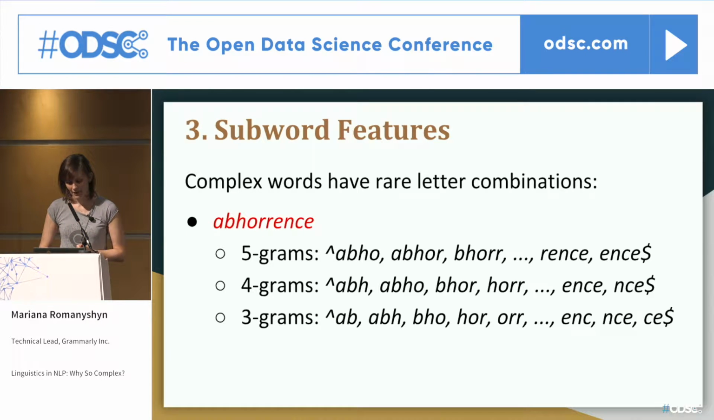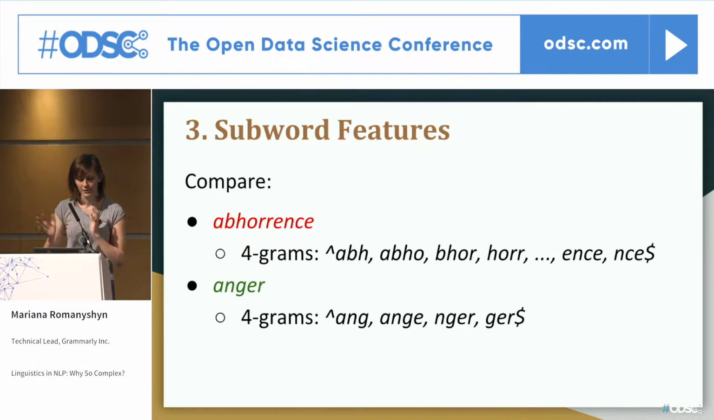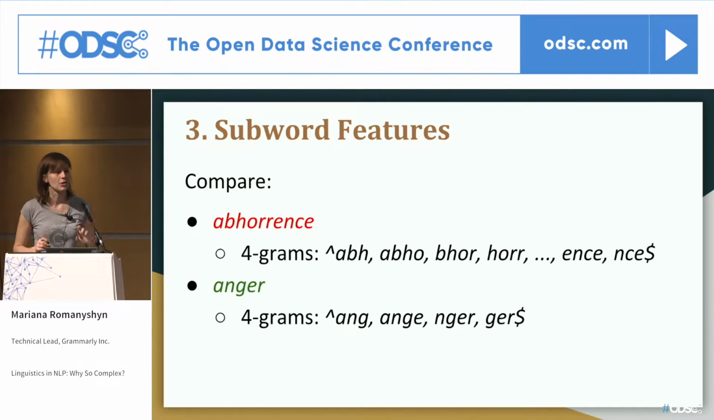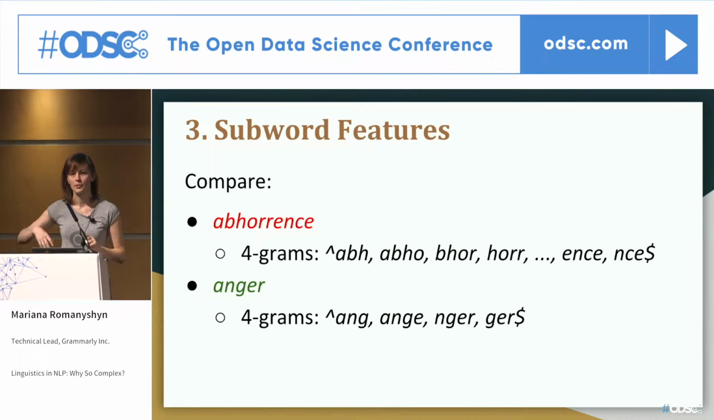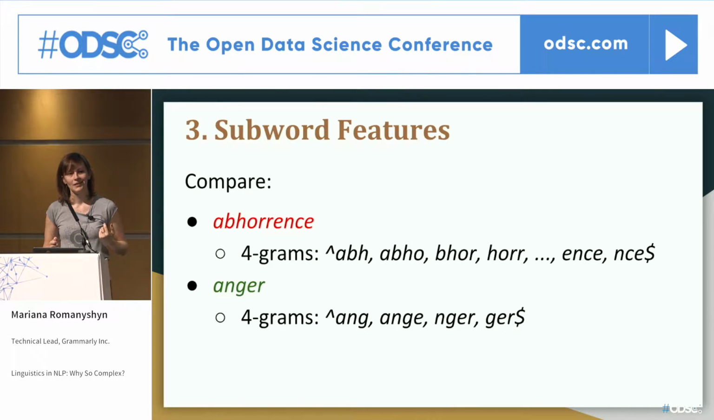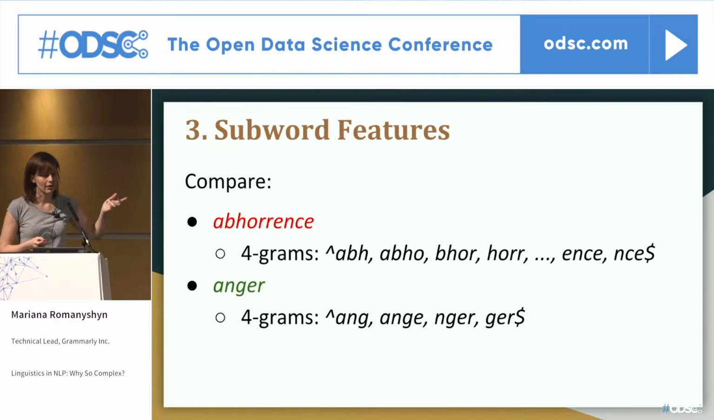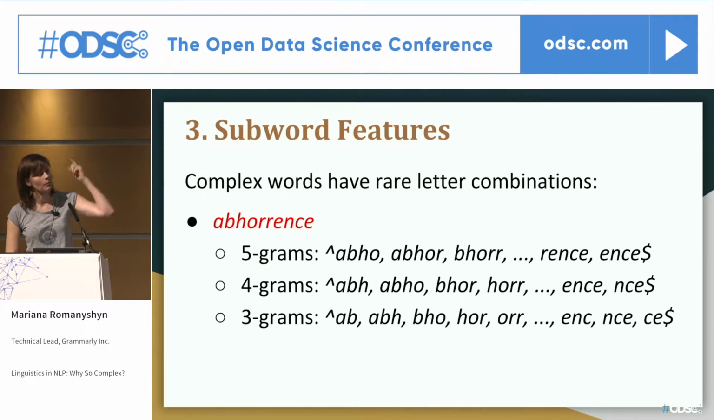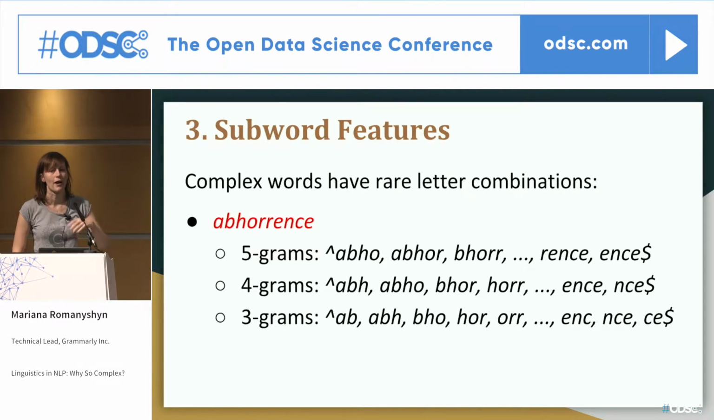How does this help us? Let's do a comparison. This is the word abhorrence, which is a complex one, and its simpler counterpart, anger. How many words do you know that start with ABH, or have something like ABHO in them? Not many. But if you look at the word anger and the character n-grams that we got from it, you can think of words like danger or hunger or range and so on. So there are many much simpler words that use the same character combinations. Character 5-grams are probably overkill here, but 3-grams and 4-grams are quite a useful feature in complex word identification.